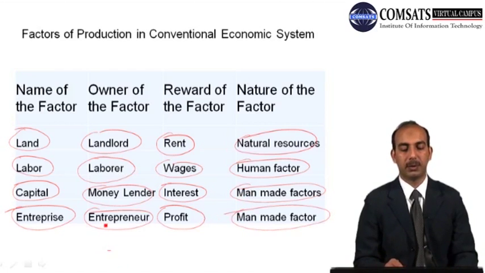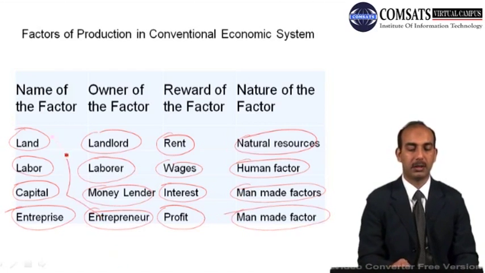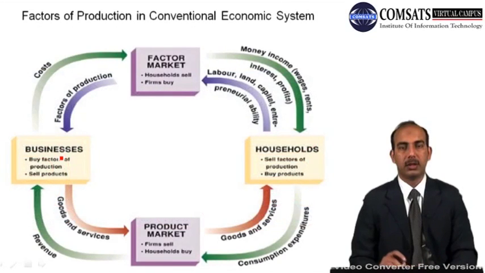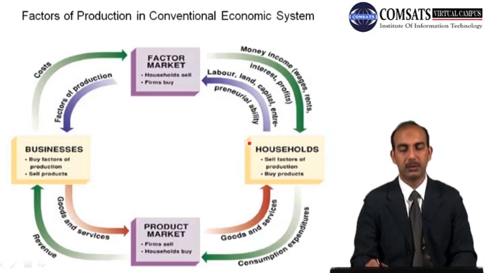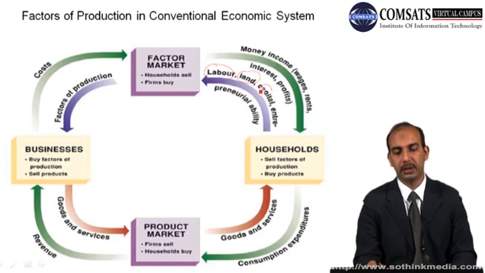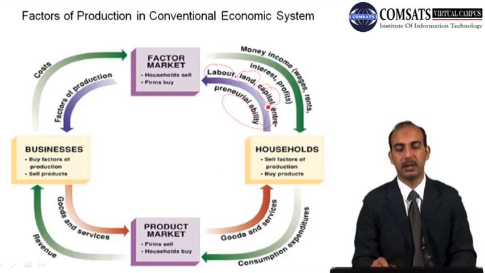So the job of the entrepreneur is to manage all these resources. In a conventional economic system, the cycle of factors of production in the society goes like this. It starts from the household, and they have labor, land, capital, and entrepreneurial abilities. All these factors, the owners are the households. So the households sell the factors of production and they buy products of their work.